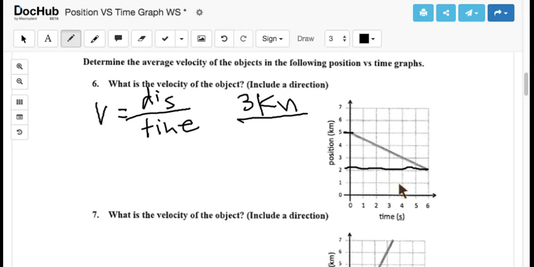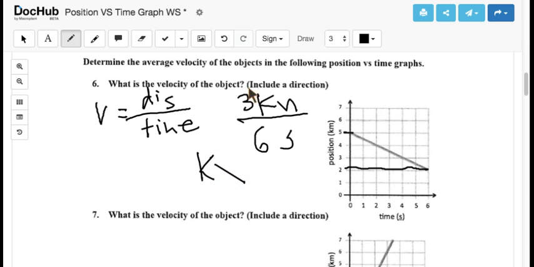And then you're going to divide that by the time it took. Well, they started here at 0 and they ended here at 6. So it was 6 seconds. So we do our math, and notice that when you write your answer, I want both the number that you're going to get and the unit. And this is a velocity, so it's going to make sense that it's in kilometers.